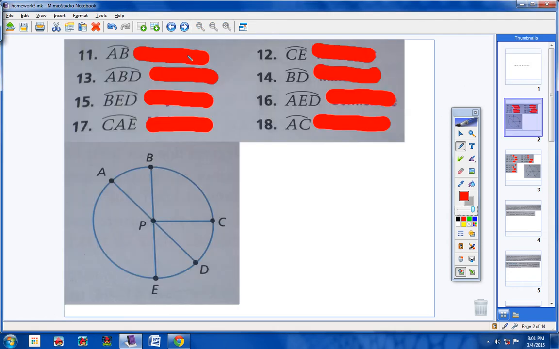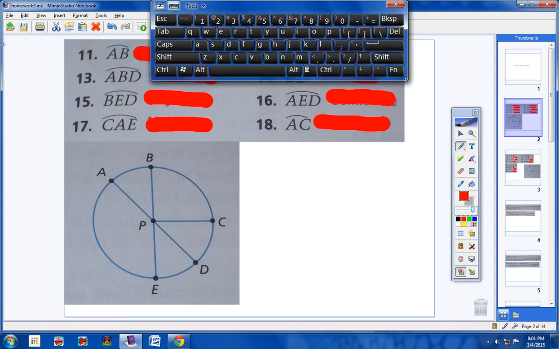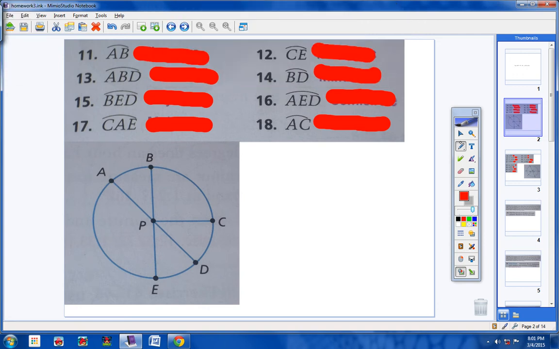Let's start off with numbers 11 through 18. The directions say to state whether you have a minor arc, major arc, or semicircle. Now, I don't want to make this easier than it is, but to be honest with you, it's really simple to know the minor arcs, because minor arcs are always denoted or symbolized with two letters.